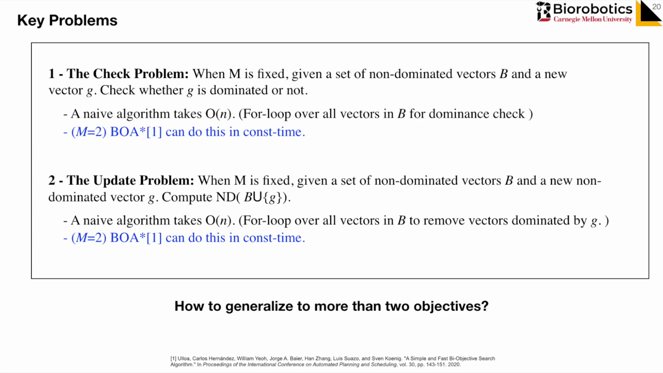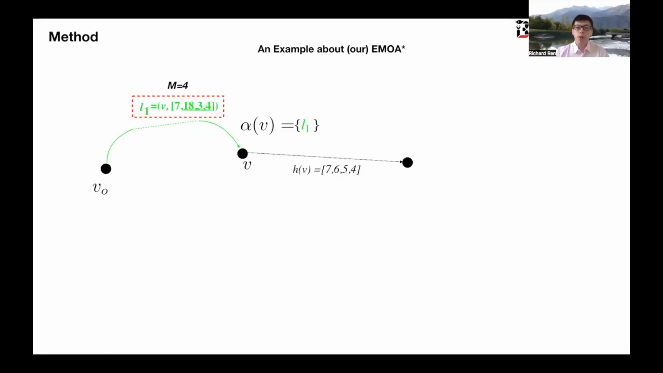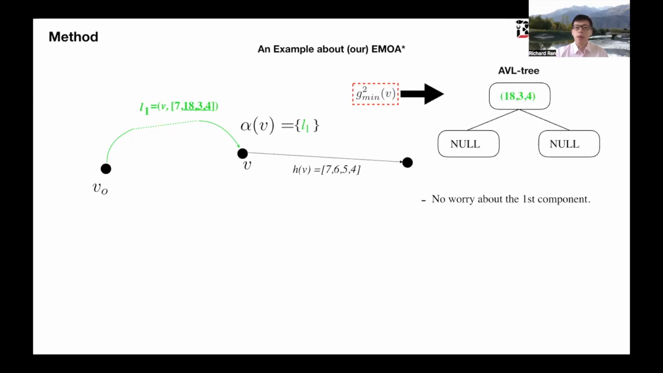Now the remaining question is how to generalize this technique to more than two objectives. Okay, I'm going to illustrate the idea with another toy example. In this example, we have 4 objectives. And at the very beginning, we will insert the first label into the frontier set. Okay, then instead of maintaining G2min, now we're going to generalize this to be a balanced binary search tree. In this work, an AVL tree. So the first key point is, again, we don't need to worry about the first component of those vectors because of this dimensionality reduction technique.